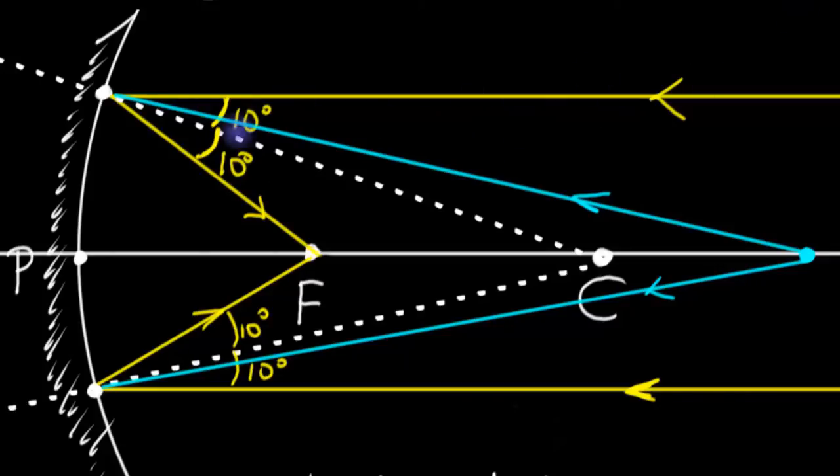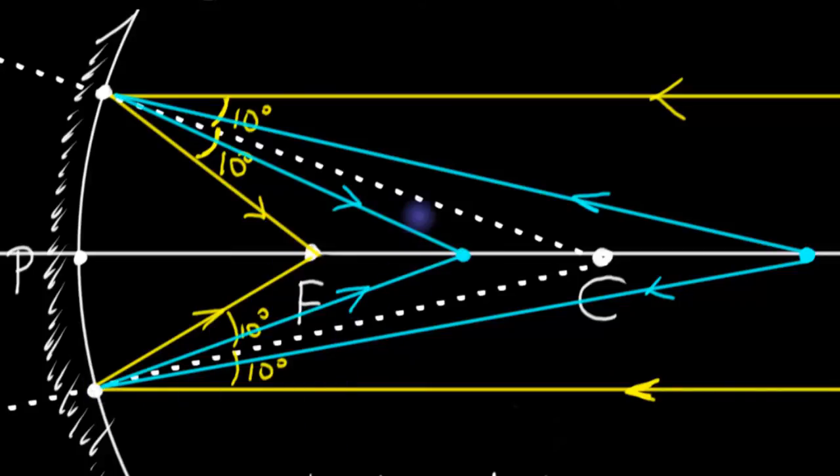And this tells us that the reflected ray cannot be over here because that angle is going to be too much. It can't be over here because that has to be 10 degrees. No, it has to be smaller than 10 degrees. It has to have the same angle as this one. And so it's going to end up reflecting somewhere over here. And the same thing is going to happen on this one. So they are no longer being focused at F.